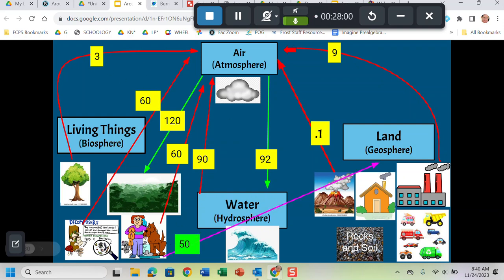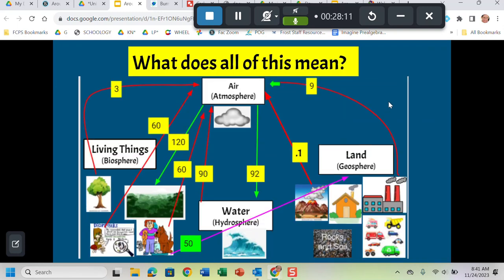Okay, we also had some carbon going from like living things to land. This is purple because that wasn't something we were focusing on for today. We weren't looking at the exact amount there. All right, but in the end, what does it mean? Well, we can calculate how many gigatons are leaving the air and going into other spheres, and we can calculate how much carbon is going from the other spheres and into the air.